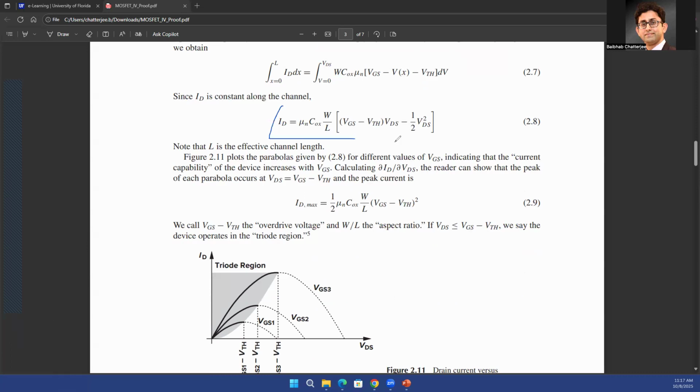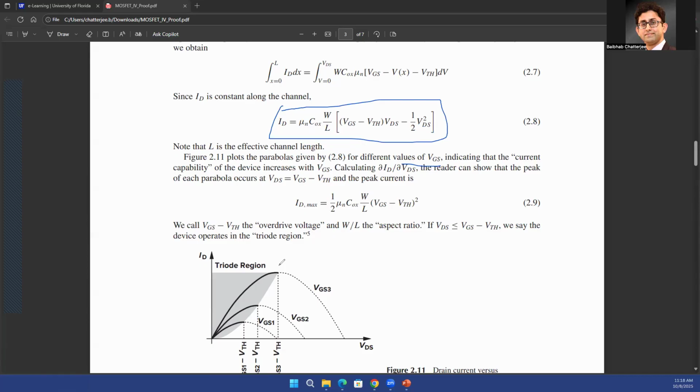So you have this equation, and as you see, it has a first order term, it also has a second order term. Now, for different values of VGS, you can try plotting this particular equation. And then if you do a derivative of this particular curve, how do you find the maxima or minima of a curve?